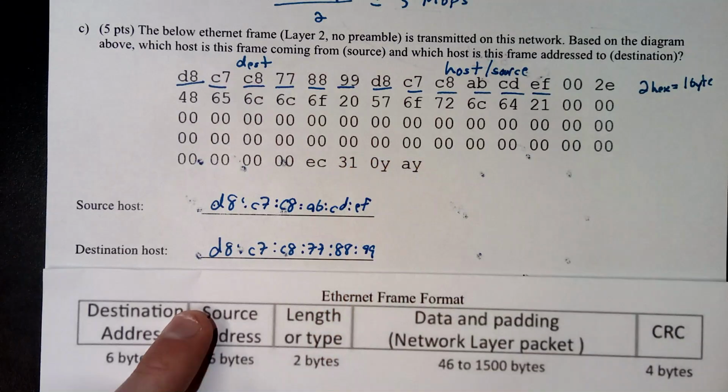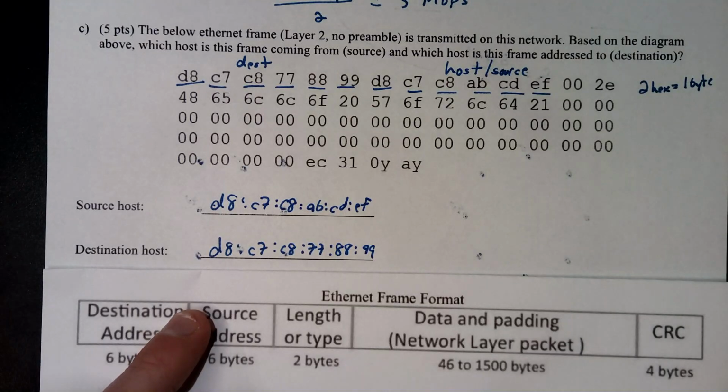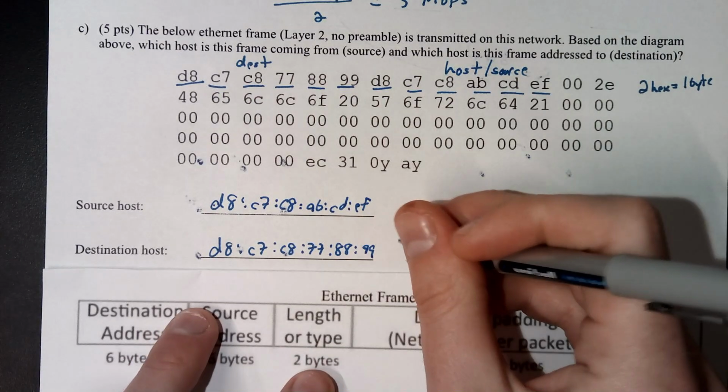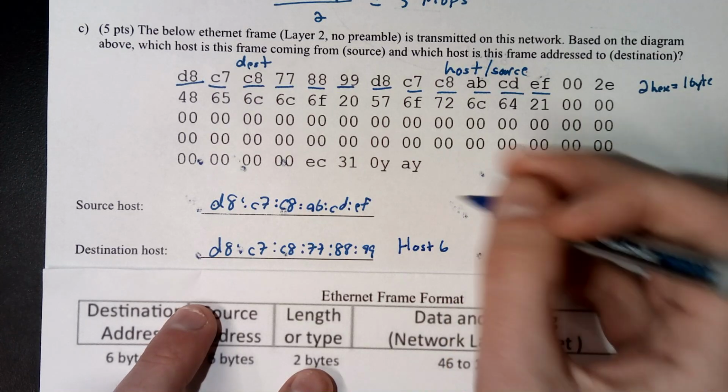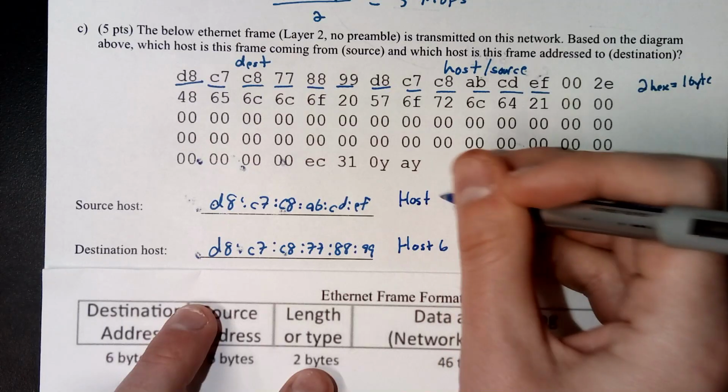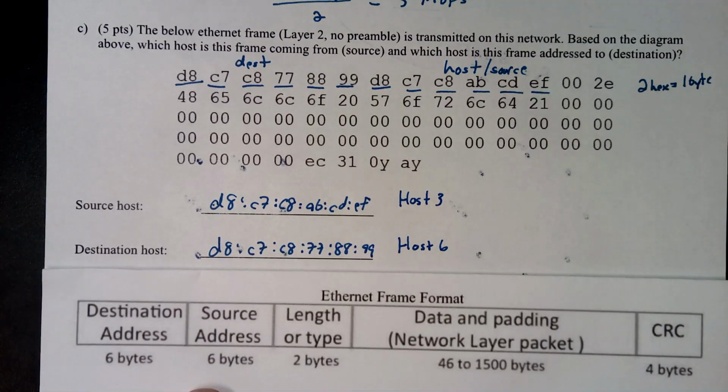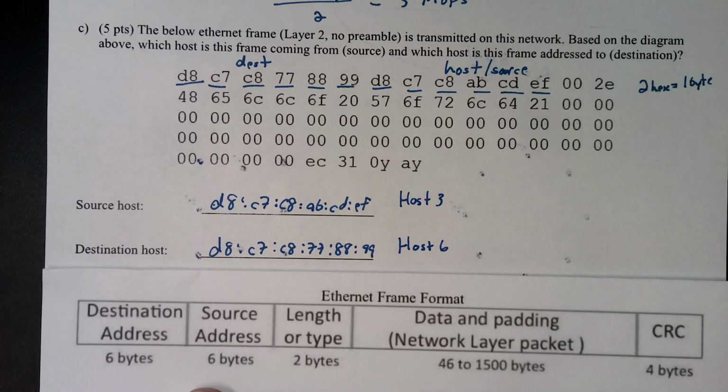We need to find these in the chart up above. If you look up, and I'm not going to show it for the sake of time, the destination is host 6, and our source should match host 3. That's just finding the MAC address in the diagram at the top of the page. We're going to continue for a second here just to identify the rest of this.